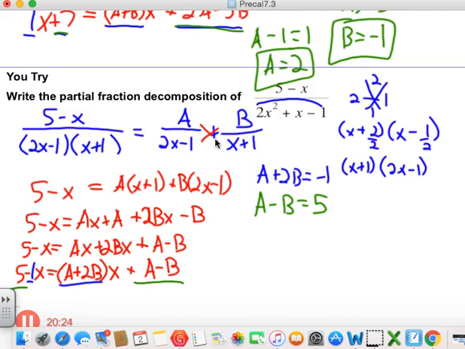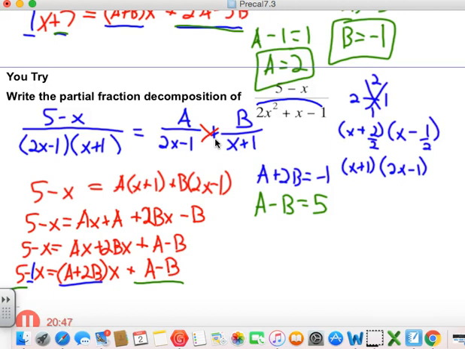Now looking at how that compares to the left side, the coefficient in front of x on the left is -1. So -1 has to equal a plus 2b, because that's the coefficient on the right in front of x. And a minus b has to equal the constant 5. So that's where I get my two equations written over here in blue and green. Now I just have to do elimination or substitution to solve for a and b.